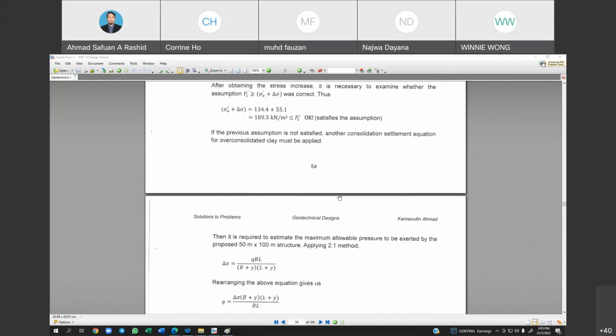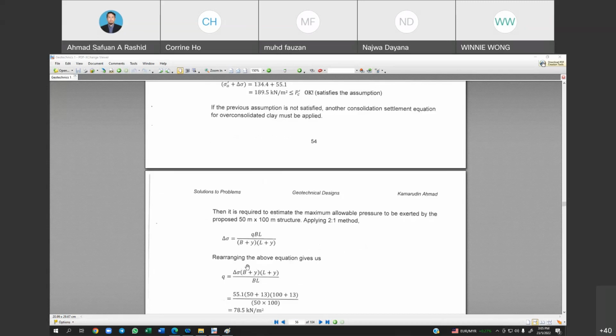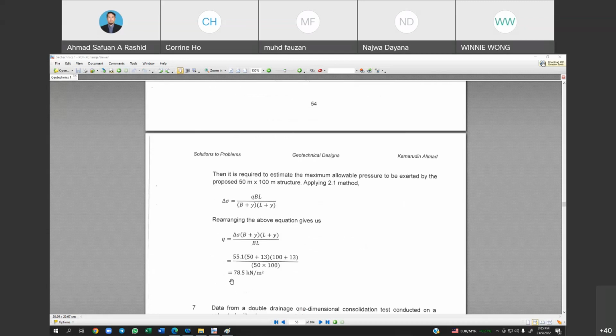Then it is required to estimate the maximum allowable pressure. Yang ini delta sigma 55 ni adalah pada kedalaman mid plane of the clay layer. So berapa nilai pressure yang datang daripada structure itself? Then use the 2 to 1 method, where the delta sigma is 55.1. Then you rearrange the equation where you want to get the Q. So the value of the Q is 78.5.